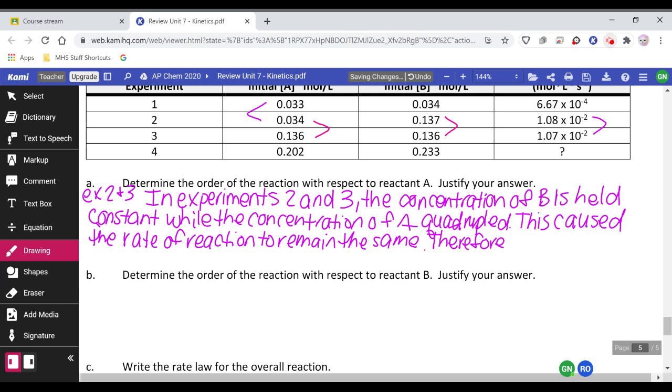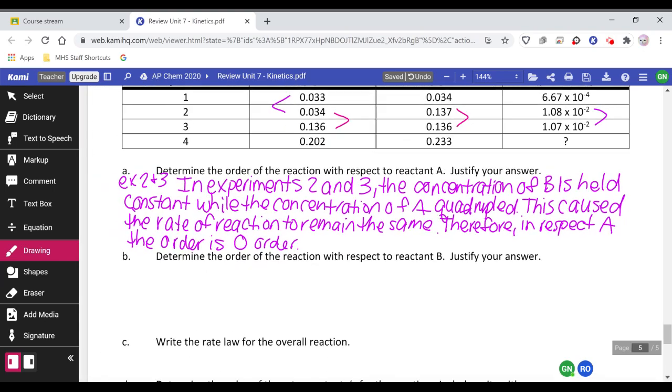Or sorry, the order of A. Therefore, in respect to A, the order is, I heard it, 0. Is that what we said? Since there was no effect. Okay, if the rate had also quadrupled, we would say that it was first order in respect to A. If it increased by a factor of 16, then we would have said it was second order, right?